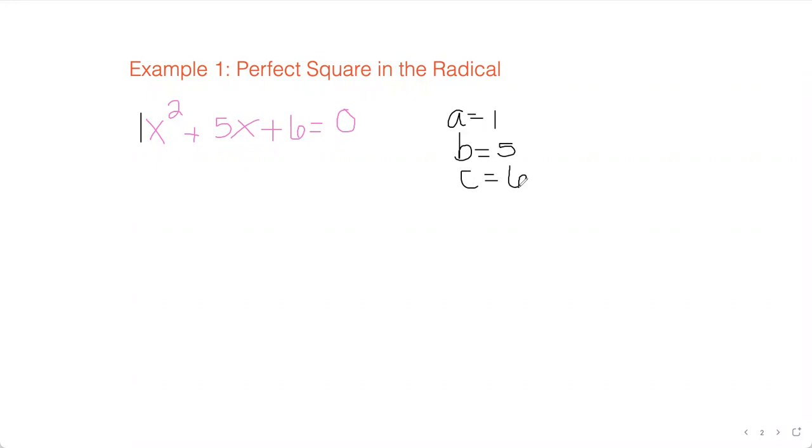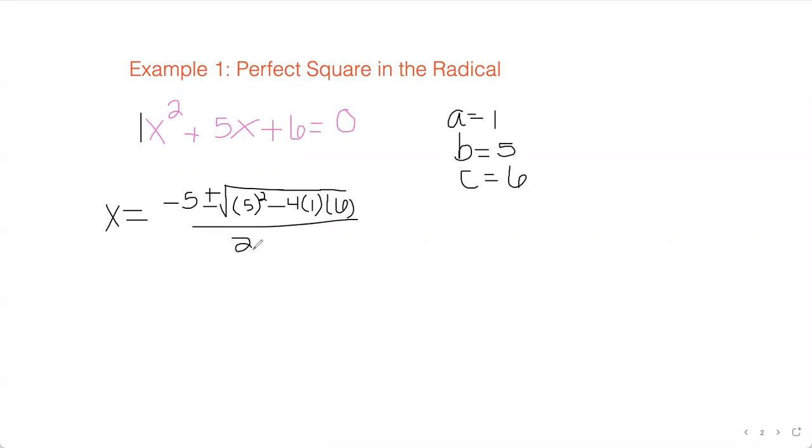Once we have them identified, now we're going to plug them into our formula. I'm not going to rewrite the formula, I'm just going to plug it in. So x equals negative b, so negative 5, plus or minus the square root of b squared. I'm going to put my b in parentheses. That'll be very important because when it's negative, you want to make sure that you actually square the negative. So b squared minus 4 times a, which is 1, times c, which is 6, extend my radical here, all over 2 times a, which is 1.